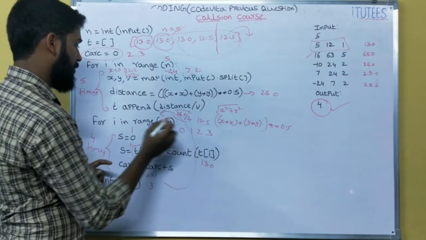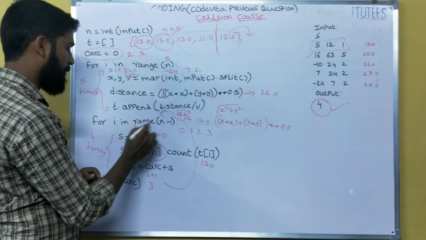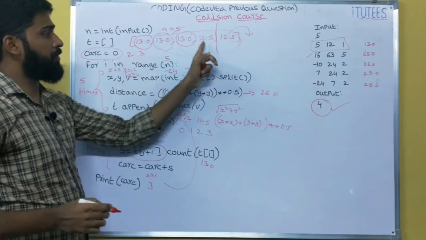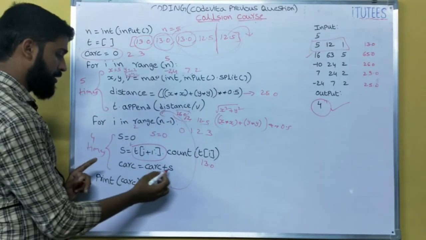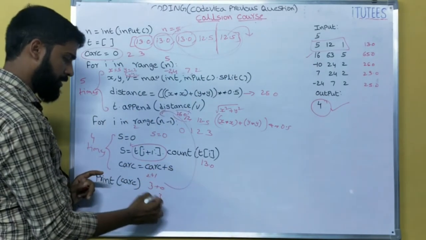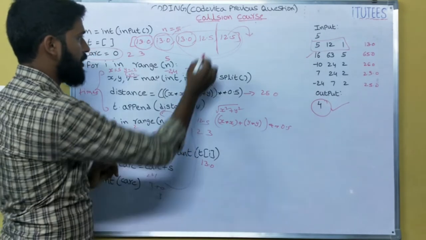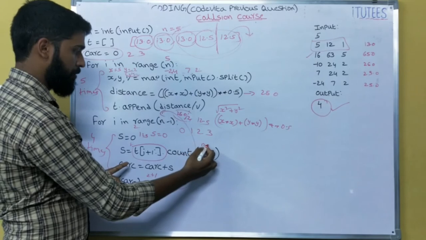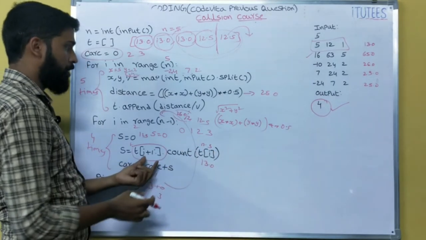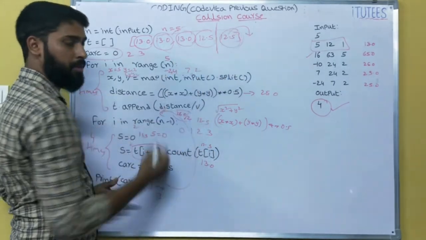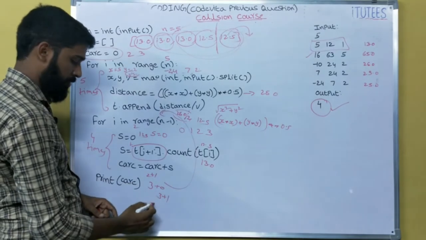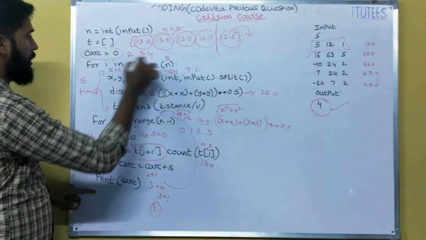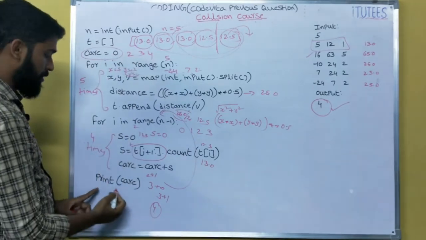Again, i becomes 2. So this is the one. How many count of 13? No, so it is 0. So 3 plus 0, 3 only. In the next iteration it is 12.5. So this is 12.5. Compare how many counts? 1. So 3 plus 1, 4. That's it. Now we are going to print the car collision value, that is 4.